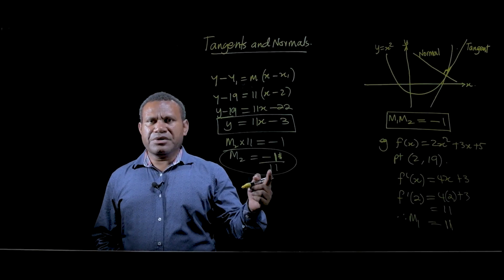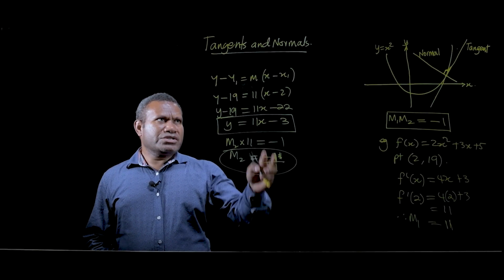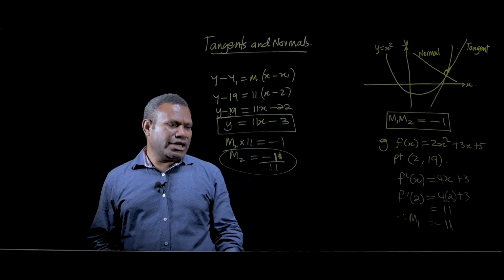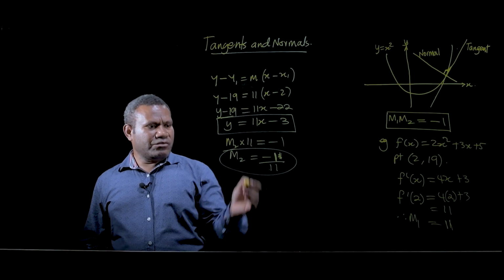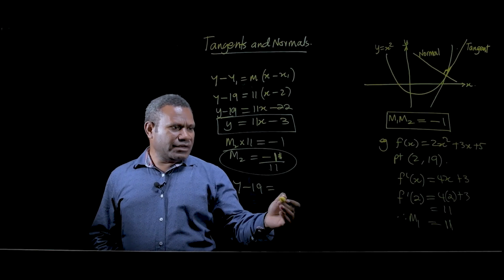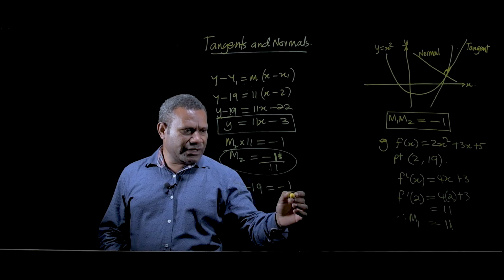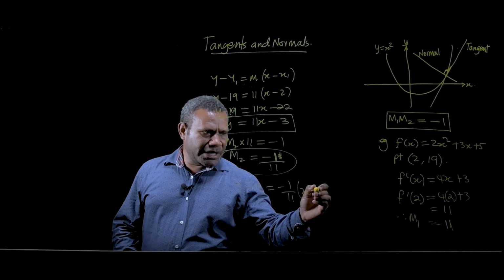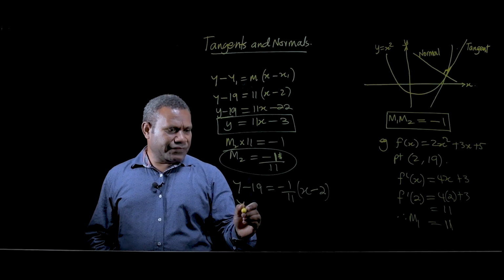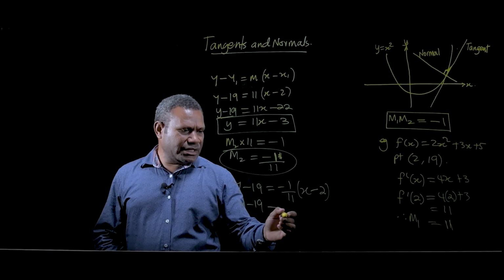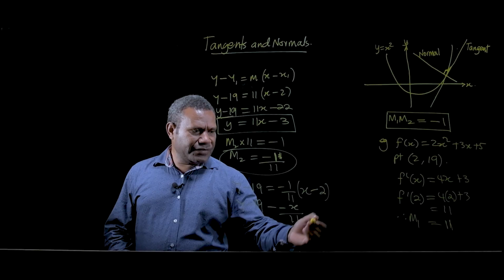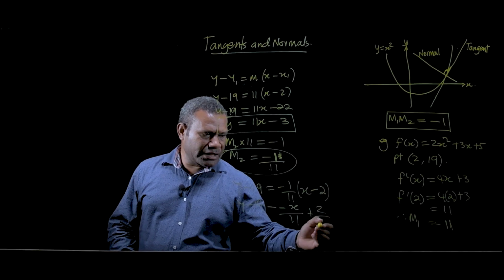After determining the gradient of the normal line, we can now use the same formula and the same point, because the normal passes through the same point (2, 19). So y minus 19 is equal to the gradient, this time not 11, but negative 1 over 11, multiplied by x minus 2. Expanding the right side, we get y minus 19 is equal to negative x over 11, and a negative times a negative gives a positive 2 over 11.